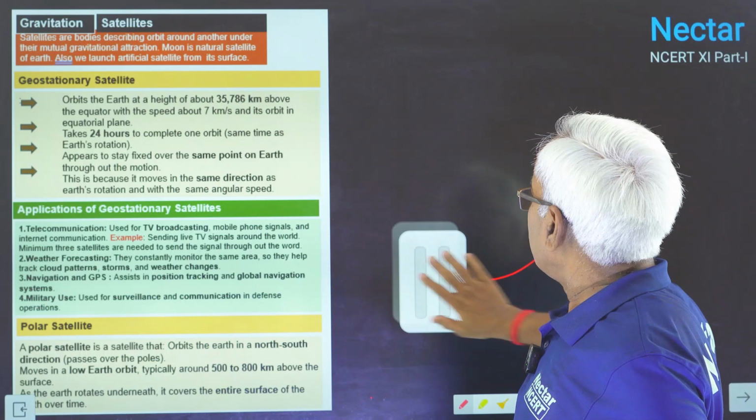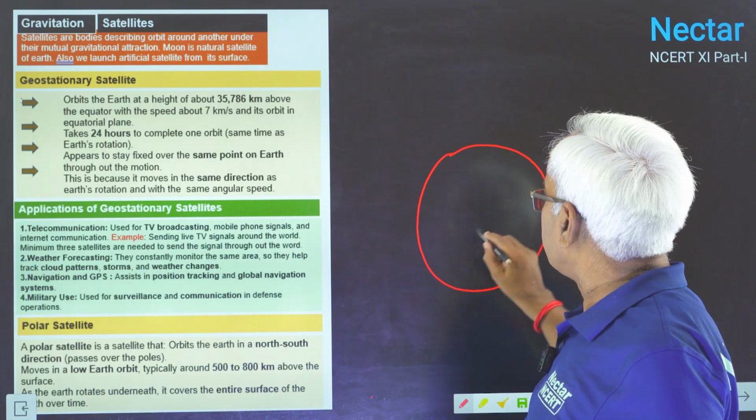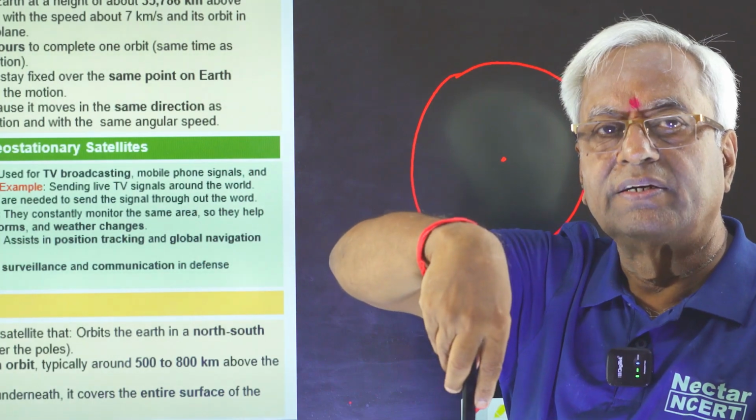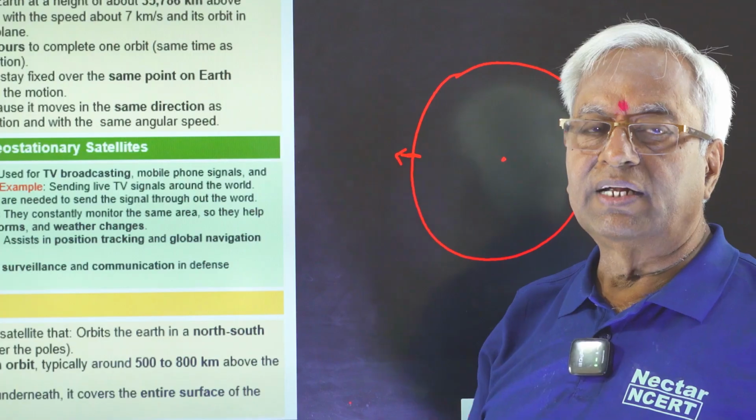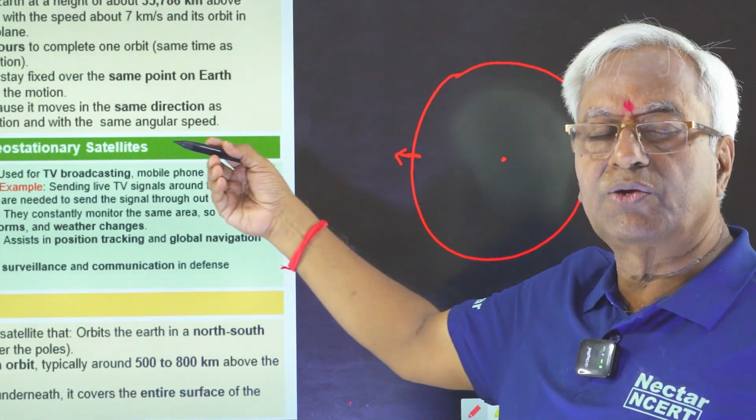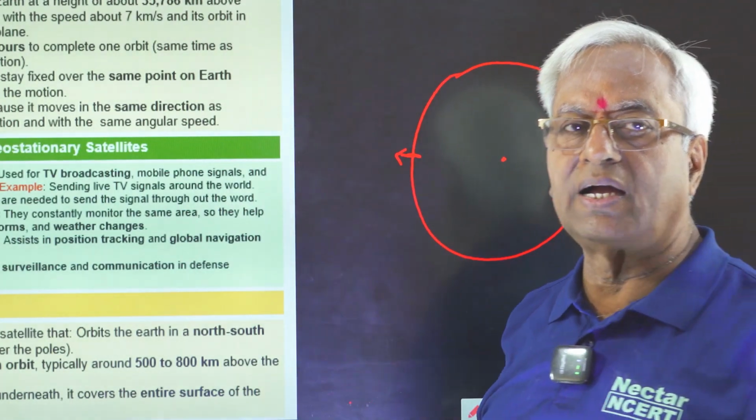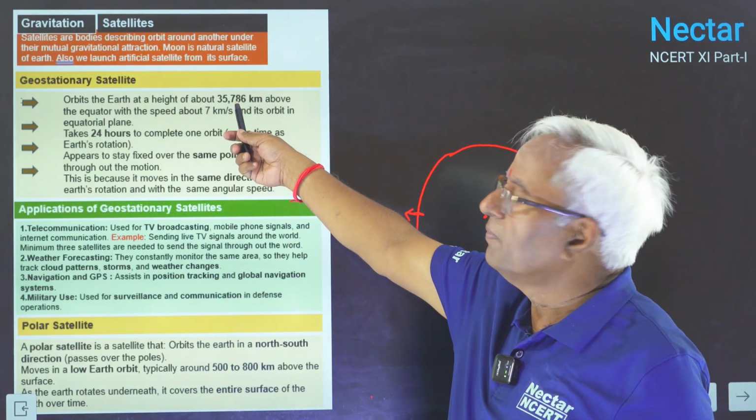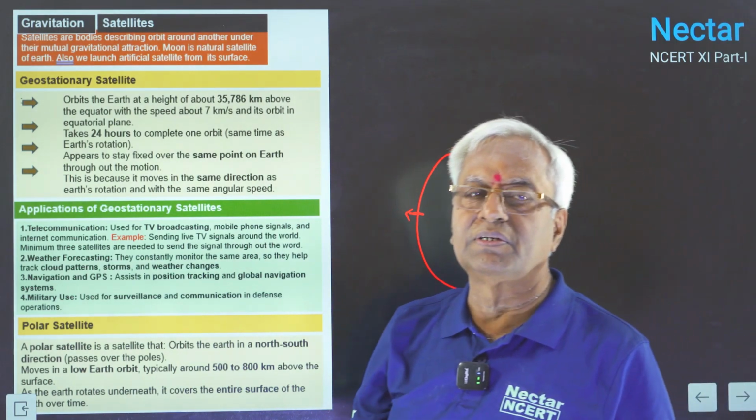Geostationary orbit, that means geo stands for Earth. From Earth it appears stationary, and the orbit is in the equatorial plane. If you want to launch a satellite that's going to be geostationary, it has to be launched from the equator, and it will revolve in the equatorial plane. Its height is about 36,000 kilometers. Exact value here you may refer to. Its orbital velocity comes out to be about 7 kilometers per second.